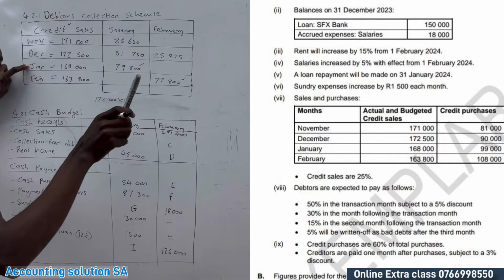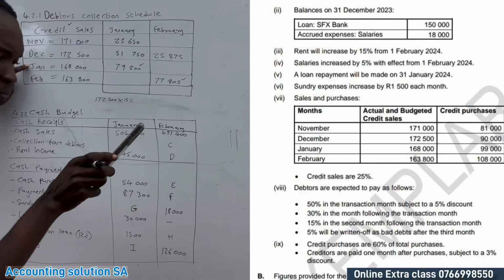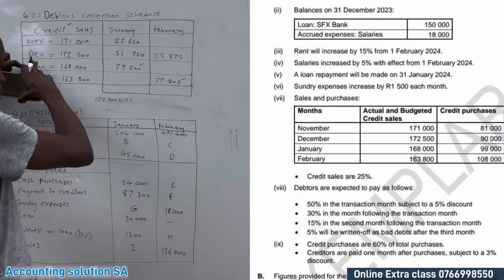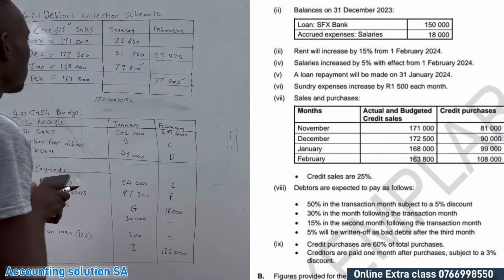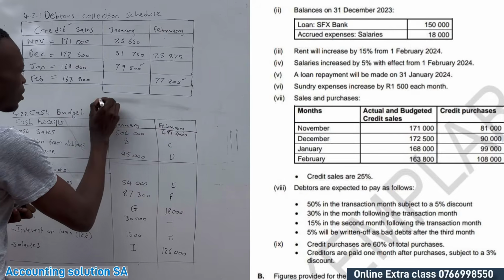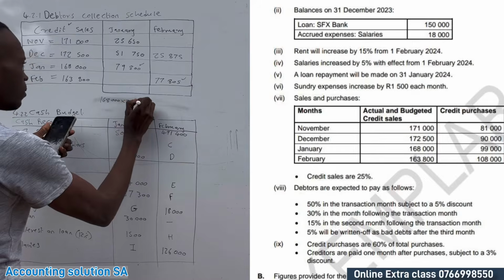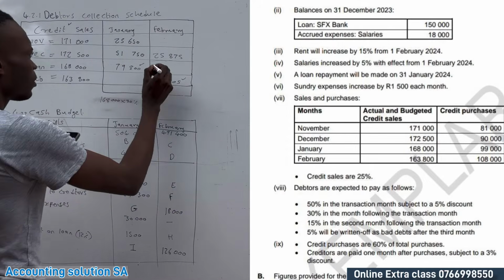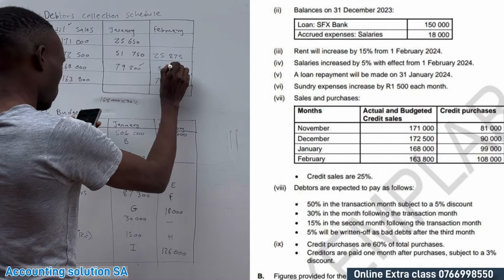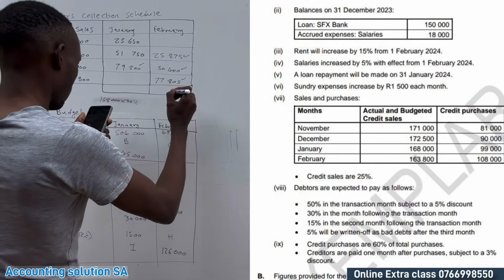January versus January is 50% in the same month, and we calculate it is this one. Then they said the following month after January is February, which is here, and the following month is 30%, which means we're just going to say 168,000 multiplied by 30%, and we're going to get an amount of 50,400.